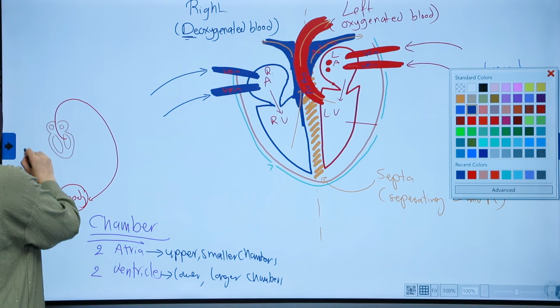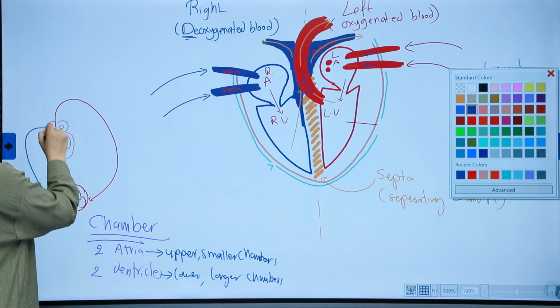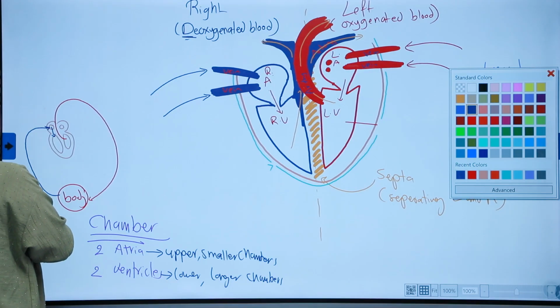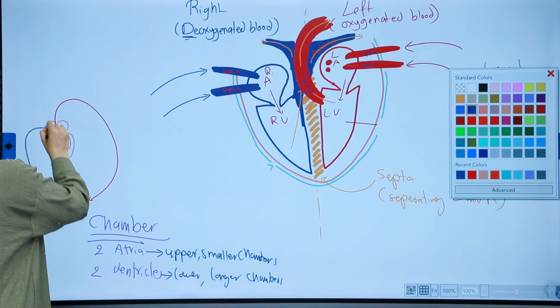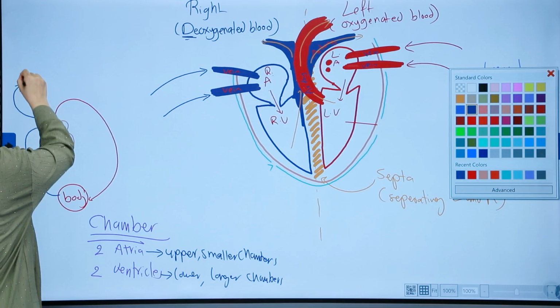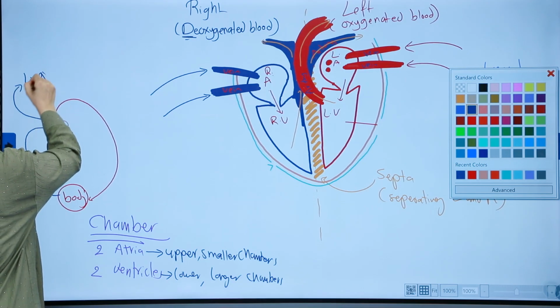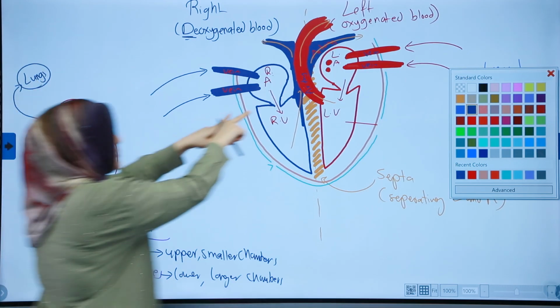It goes to the heart through the right atrium. The right atrium gives it to the right ventricle, and the right ventricle sends it to where? Both lungs. Okay, that's why it's separated to two sides.